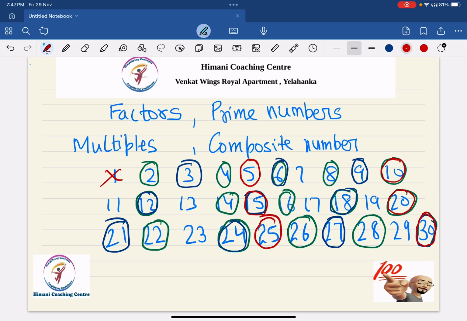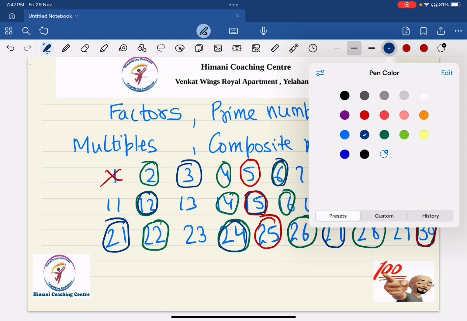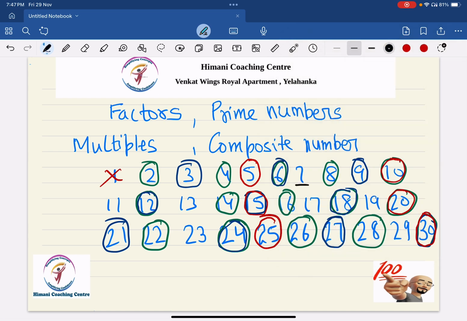So we are done with 2, 3, and 5. Now, what is left? Look at those numbers. 7. Now, look at 7. Let me use some other color. Give me a second. Let me use perhaps black color. So, 7. What are the factors of 7? Just 1 and 7. So, 7 is a prime number. 11. What are the factors? 1 and 11. So 11 is a prime number. Similarly, 13 is a prime number. 17 is a prime number. 19 is a prime number. 23 is a prime number. And 29 is a prime number.